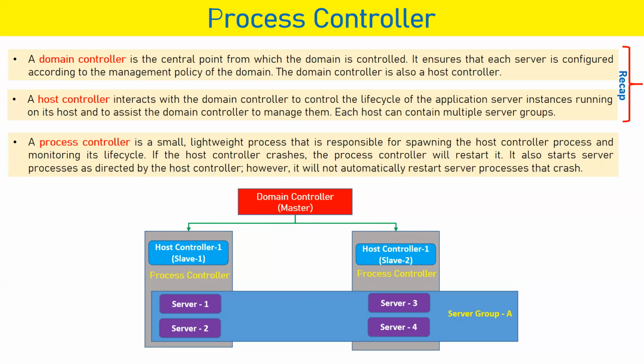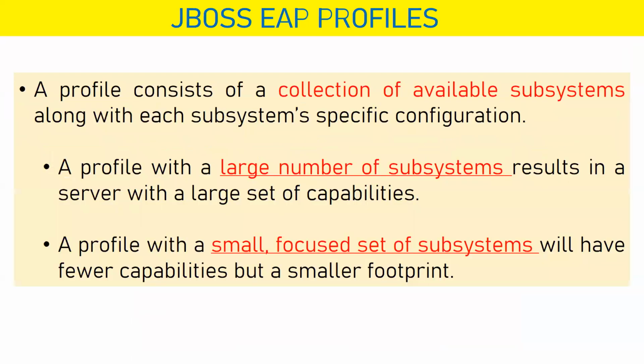If you want to start any of the JBoss instances, it will be started with the help of the process controller, but the command will be initiated by the host controller. So the host controller will send the command to the process controller, and then the process controller will start your JBoss server instances. Apart from this, as I said, your process controller will monitor the host controller process as well, and if at any time it crashes, it will be automatically restarted by the process controller. So this is the work of your process controller.